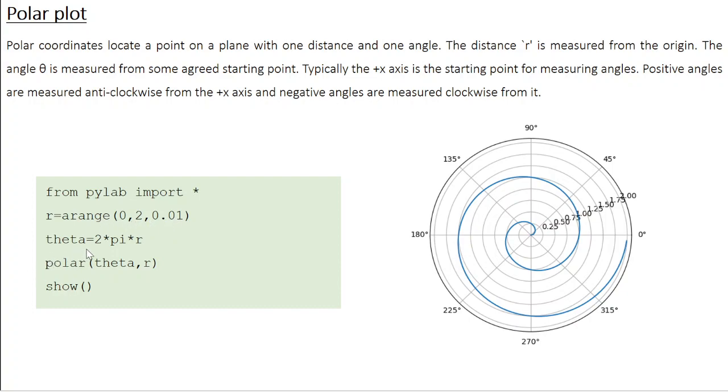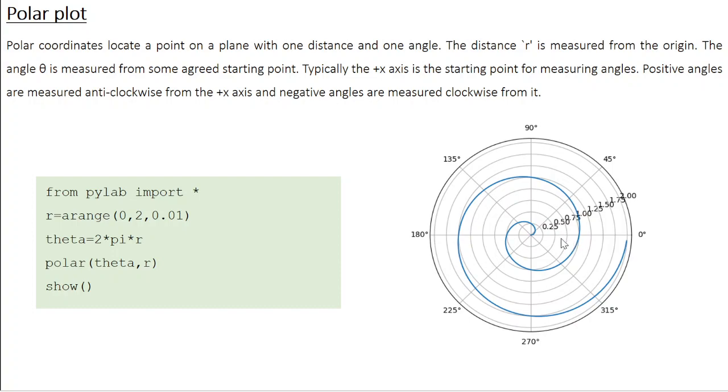And theta is 2 pi r. So basically each element of the r vector I multiply with 2 pi. That's my theta array. So I have two arrays. Then I plot them using the polar function, polar theta comma r. A 2D graph is plotted and that's stored in the RAM. If I want to display it on the screen, I need to use the show function. So when I say show, I get the output as a polar plot.